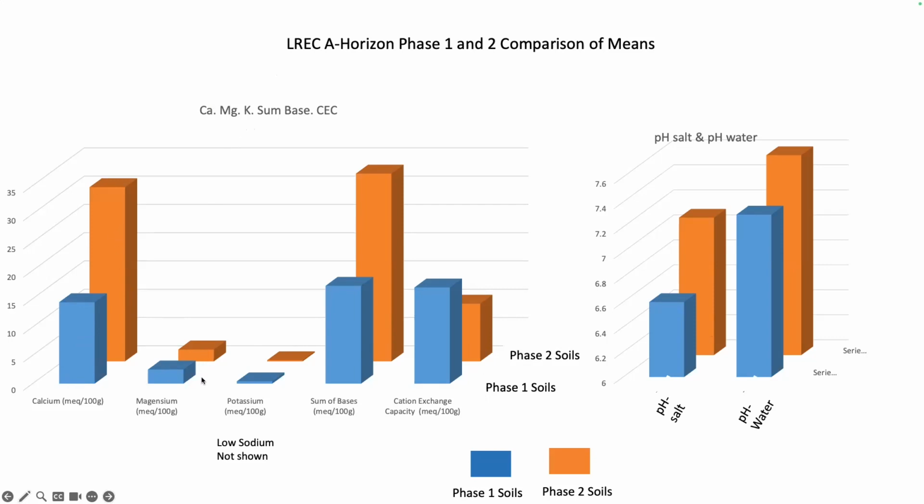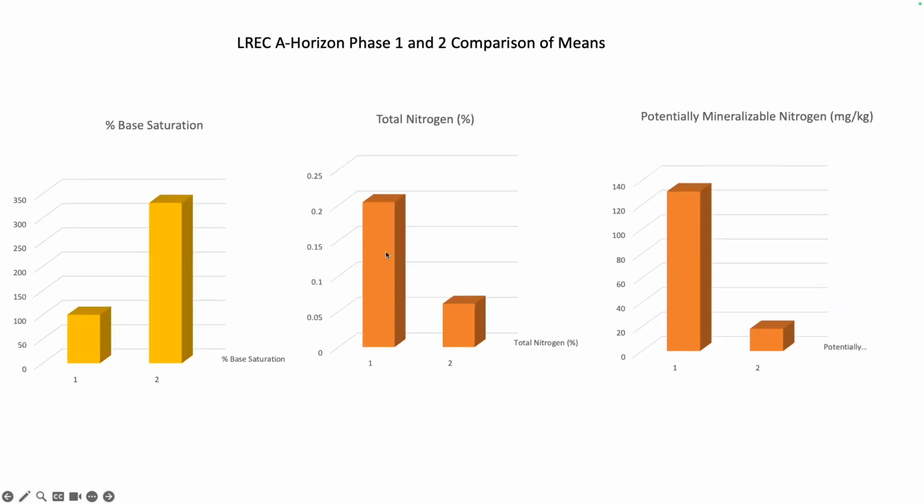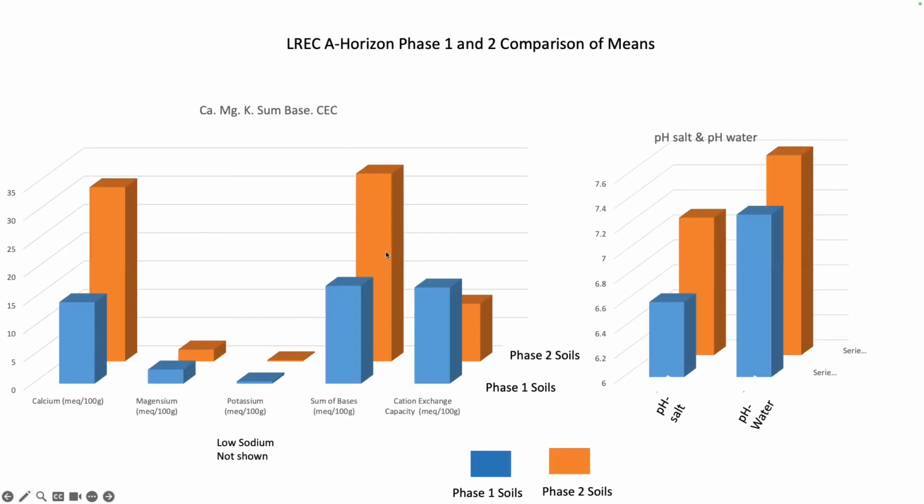Not much change in magnesium, not much change in potassium. Our soils around here really don't have any sodium to speak of to leach out. So the sum of your base cations has skyrocketed also in this sample. And because you have so many cations in there, so much calcium, it lowered your cation exchange capacity. So you have fewer sites available for nutrients to be attached to.